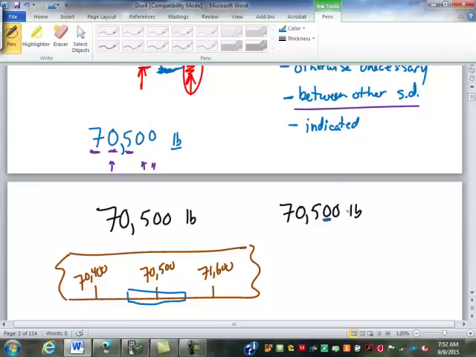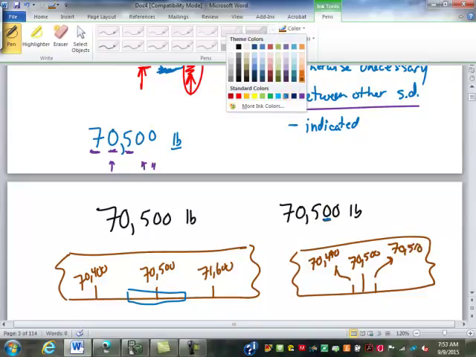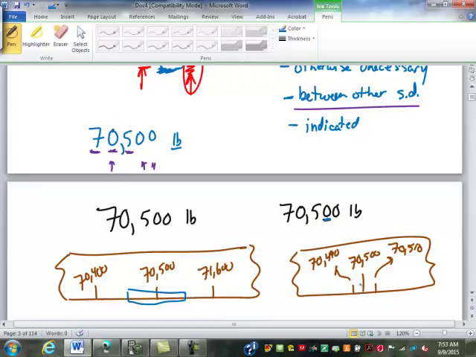This one here, because of this line here, is indicating that it is able to measure to the nearest 10 pounds. Whatever scale we use to measure that is divisible. It can go down to the nearest 10 pounds, and we still happen to be closest to the 70,500. So this one has a degree of precision to the nearest 100 pounds, because that is the last digit that is a significant digit, which means it is plus or minus 50 pounds.